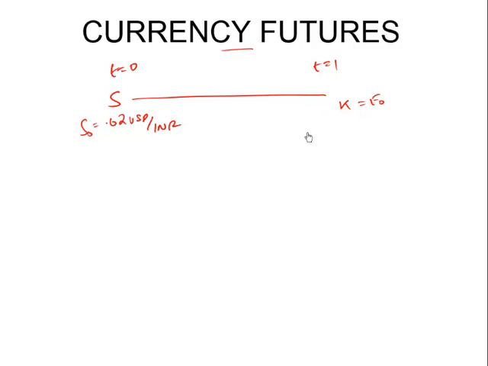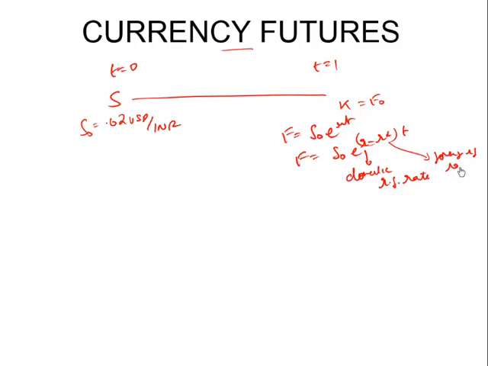Just like we studied that F is equal to S naught e raised to the power rt in the case of stocks, it can be proven that F will be equal to S naught e raised to the power (r minus r star) into t in the case of currencies, where r is the domestic risk-free rate and r star is the foreign risk-free rate. So the foreign risk-free rate is thought of as the dividend yield, and this quote is a direct quote.